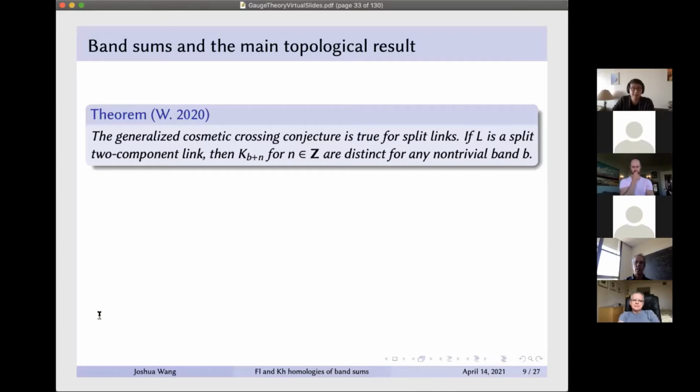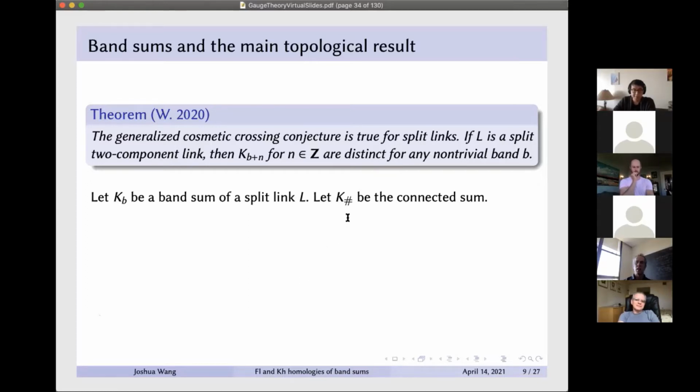So for the rest of the talk, L will denote a fixed split two-component link, and KB will in general denote a knot obtained by band surgery on that link. And a knot obtained by band surgery on a split two-component link is called a band sum of the two components of that split link. Now I'm also going to introduce a special notation. When the band is trivial, if you take the band sum, then you'll obtain the connected sum. So I'm going to let K sharp denote that connected sum. So K sharp is just KB in the case that the band is trivial.